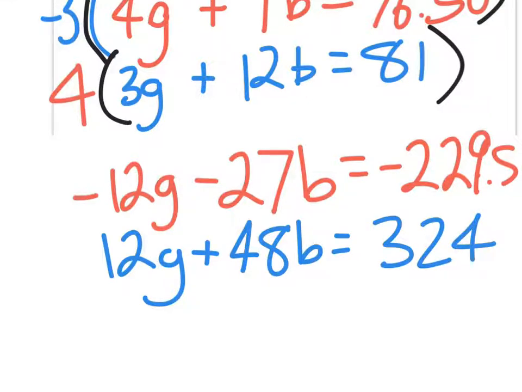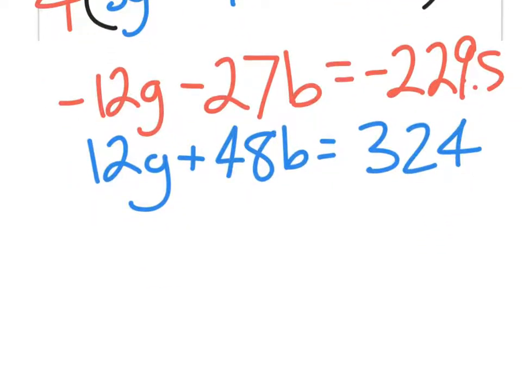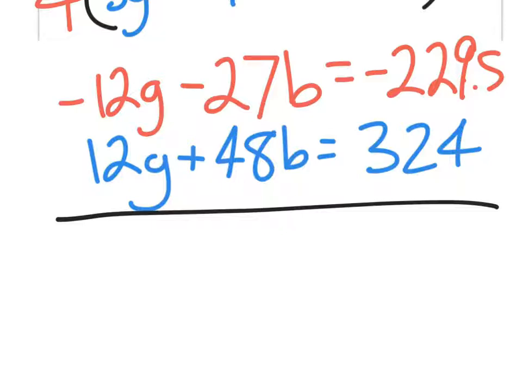Beautiful. All right, and now I can see that 12g minus 12g cancels out. Does that make sense? So we've eliminated the g's. Now we're about to isolate for the b's. What is 48 minus 27? It's going to give us 21. 21b equals, what's 324 minus 229.5?